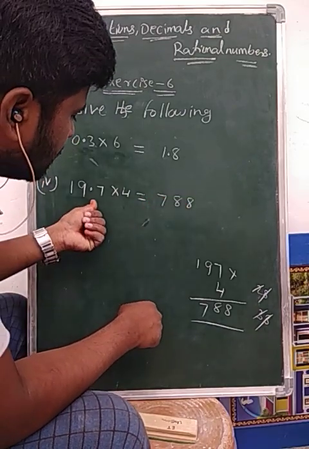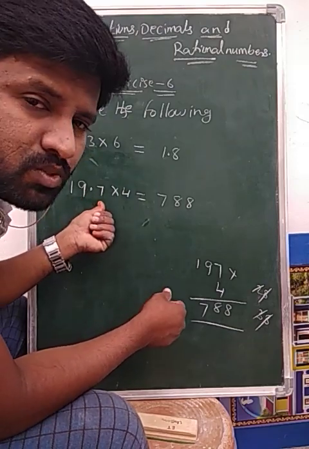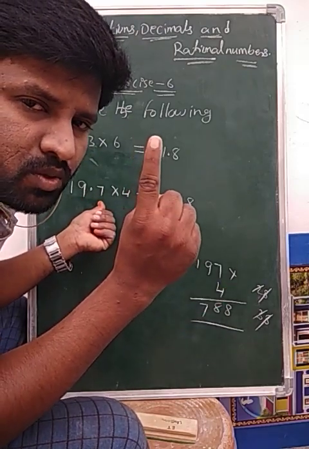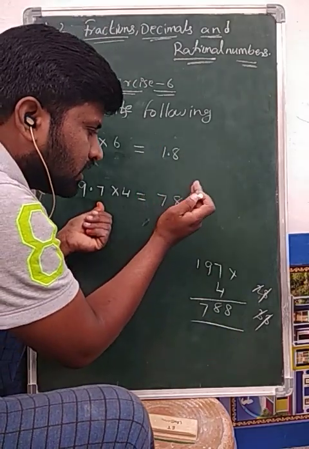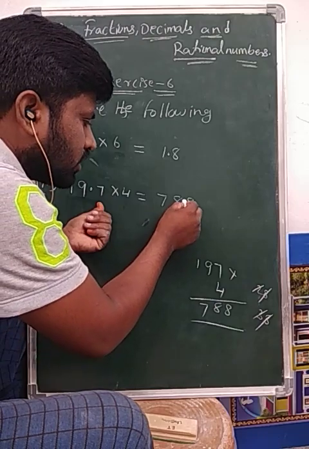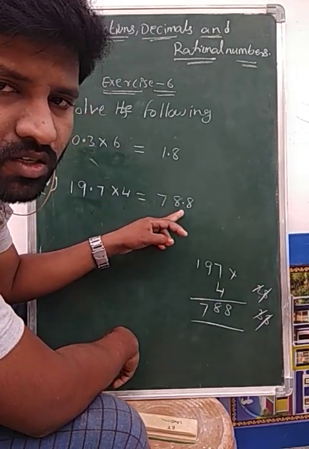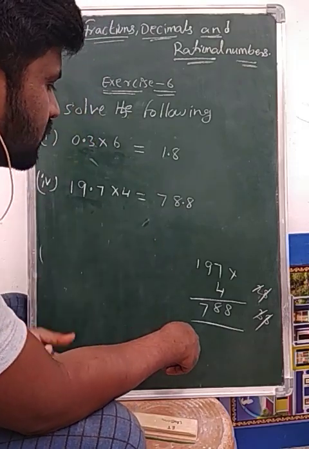Now see here, right here 788. But how many decimal places are there after the point? One decimal place is there. That's why in the result, from right to left, after one number you keep a point. That is nothing but 78.8. Okay? So like this we can multiply.